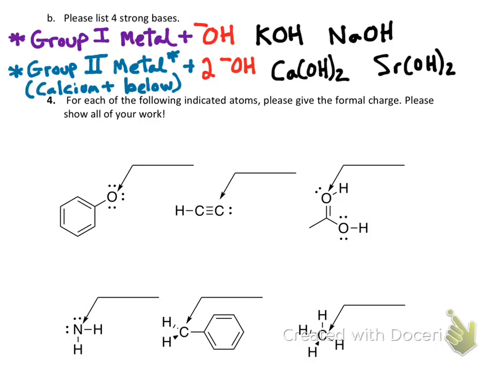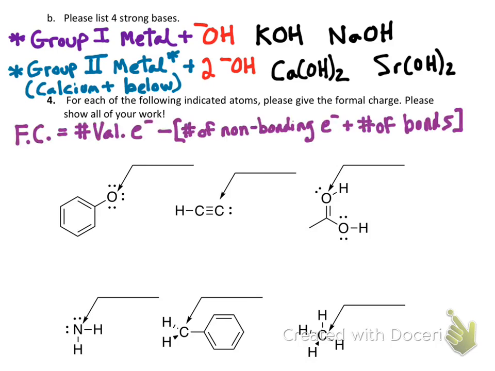This next question is about finding the formal charge on each of these atoms. So recall, the formula for formal charge is the number of valence electrons of a given element, aka its main group number, minus the number of non-bonding electrons plus the number of bonds. So let's go through each of these as an example.